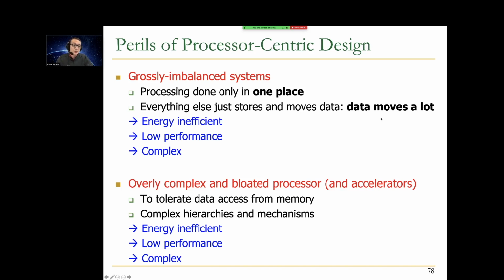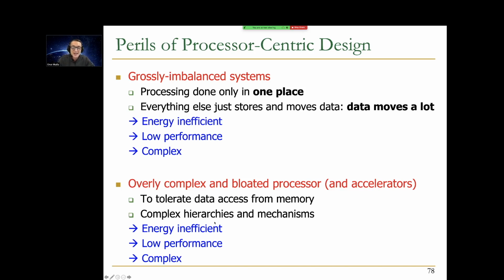And as a result, data moves a lot because of this design choice. To tolerate this, we make our systems even more complex and bloated. This is true for accelerators as well, not just the processors. If you look at a machine learning accelerator today, for example, most of the resources are actually dedicated to data movement and data orchestration, and to ensure that the data is there so that you can actually do the multiply and accumulate operations that you need over there.